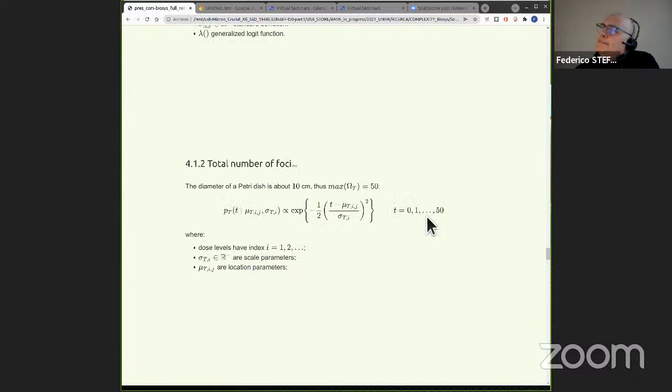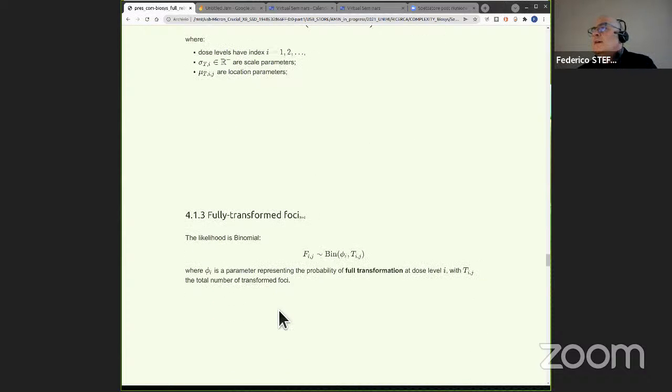Well, we decided for 50 as the largest number of foci that we can count in a Petri dish because the size of a Petri dish is quite limited, let's say 8 to 10 centimeters. Finally, we have the number of fully transformed foci distributed like a binomial distribution with phi_I, the parameter representing the probability of full transformation. T_ij is the total number of foci at dose level I in Petri dish J.